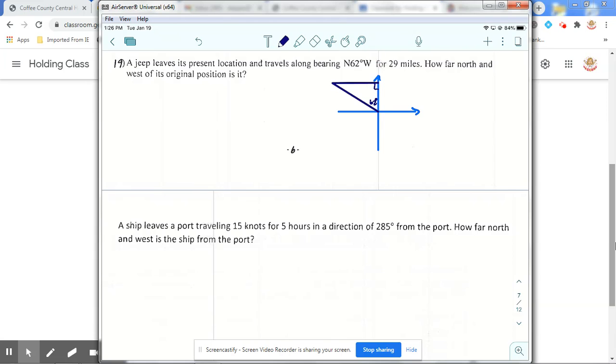We know the Jeep traveled 29 miles in that northwest direction. We want to know how far north and how far west the Jeep traveled. To find the north distance, using the angle we have and the hypotenuse, the cosine of 62 degrees is equal to the adjacent, which is n, over the hypotenuse. Then we multiply the variables up higher.